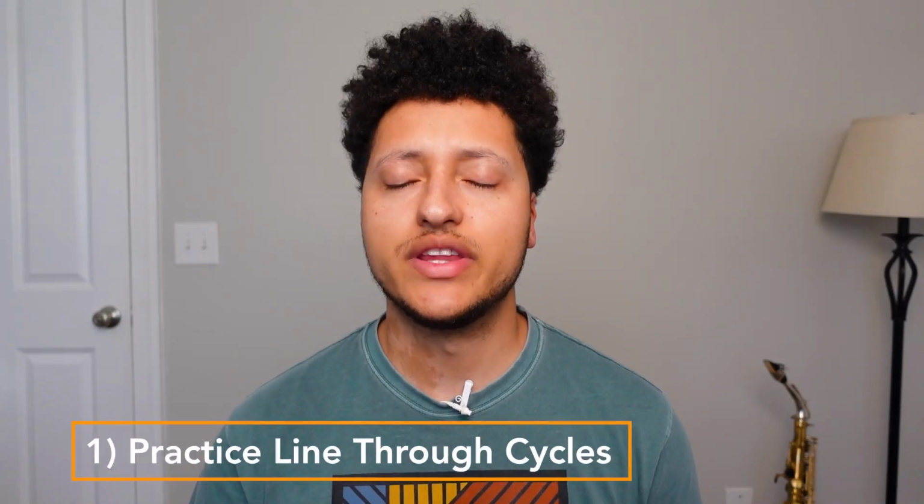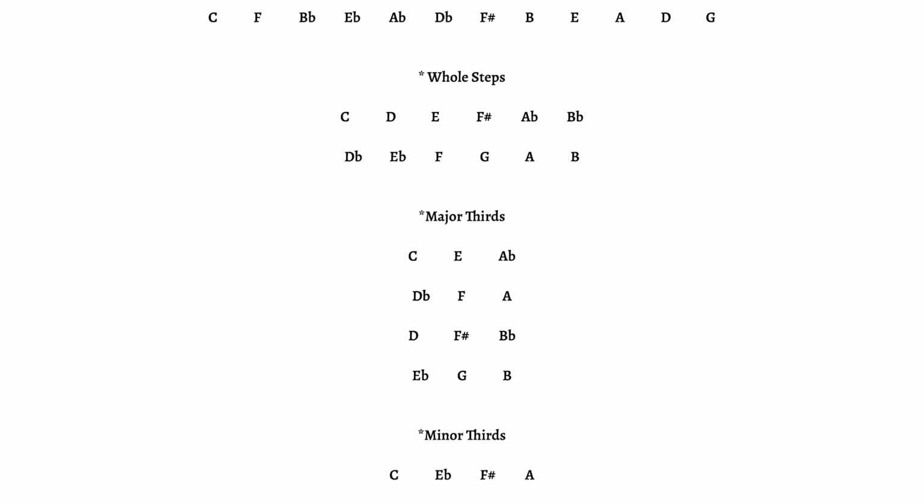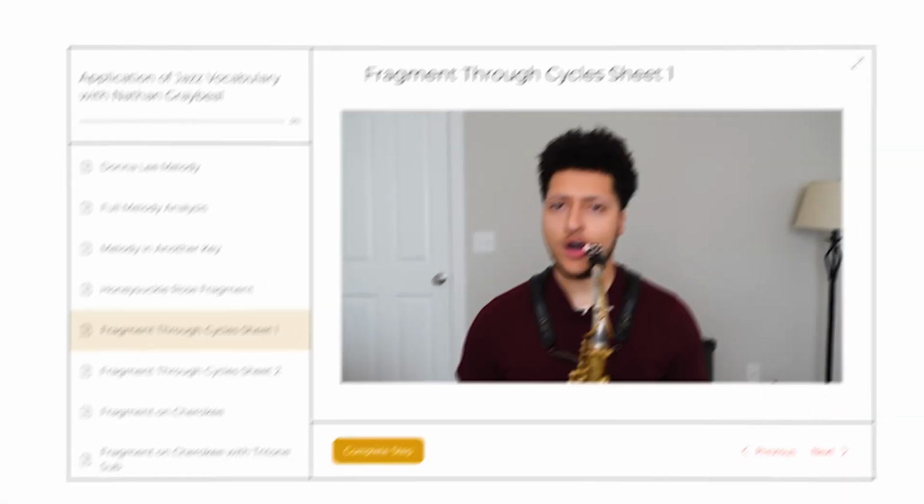Alright, so the first tip in applying jazz vocabulary is to take just one line at a time and practice it in all cycles. Fourths, whole steps, minor thirds, major thirds, and half steps. The goal of this is that you want to make sure this line is absolutely automatic in all 12 keys. If you're having trouble with this, consider this tip from my jazz vocabulary course.